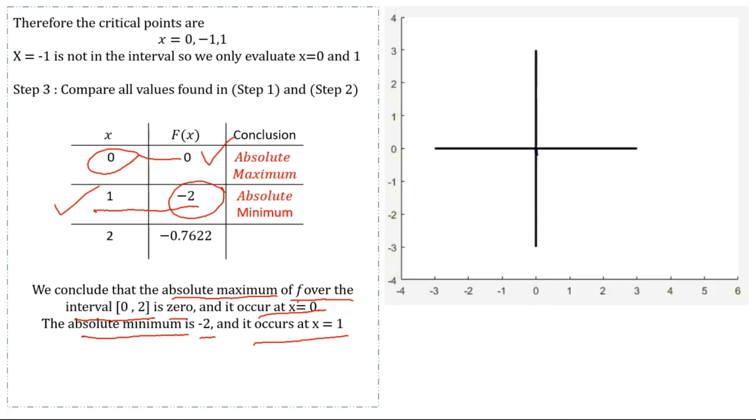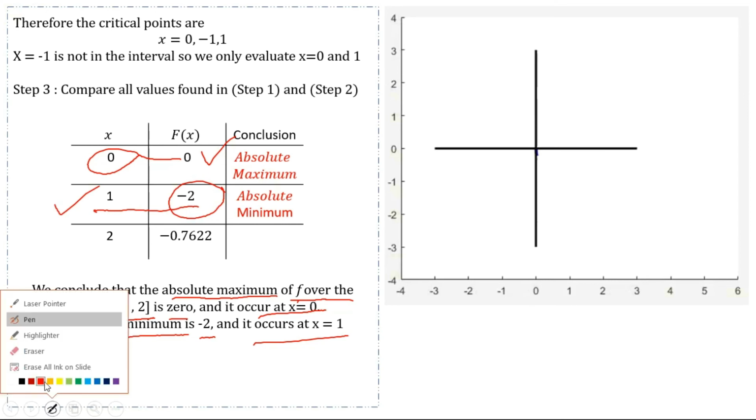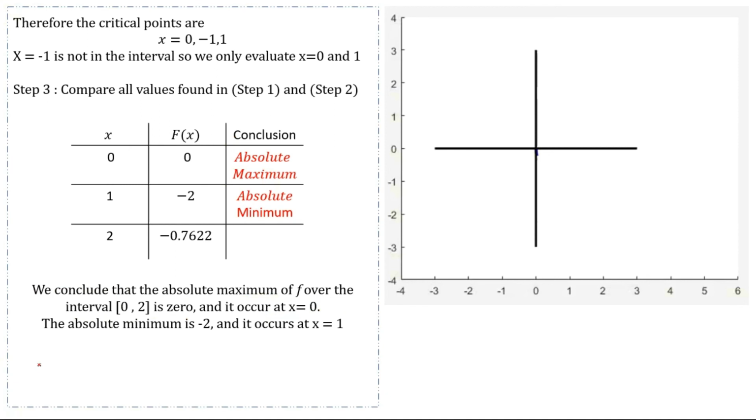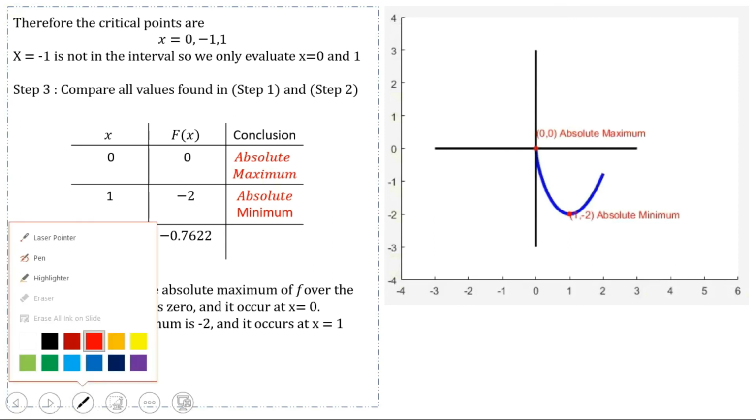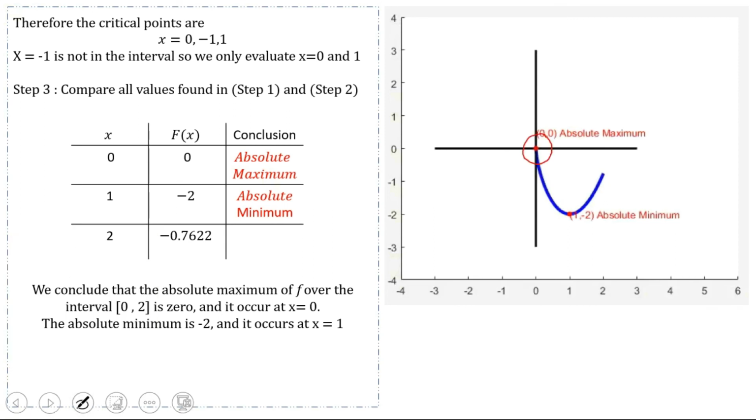So we can see that with the help of the graph. So let's check. This is the graph of the given function, and at this point we have an absolute maximum, that is at x is equal to 0. The value of the function at 0 is 0. This is our absolute maximum. This is the greatest value.